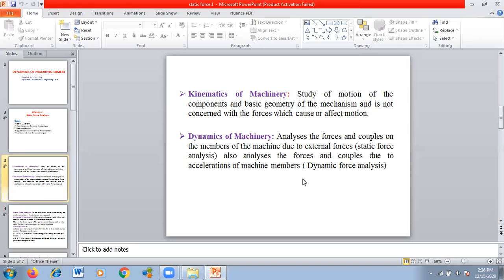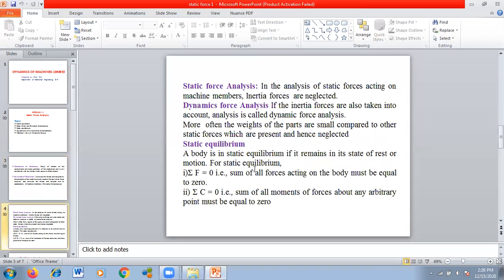In dynamics of machines, we are going to analyze the forces as well as couples, and we are not going to deal with things like basic geometry study and motion study. We are only going to analyze the various forces and couples which are acting on the various machine parts or a mechanism. This is about dynamics of machines.